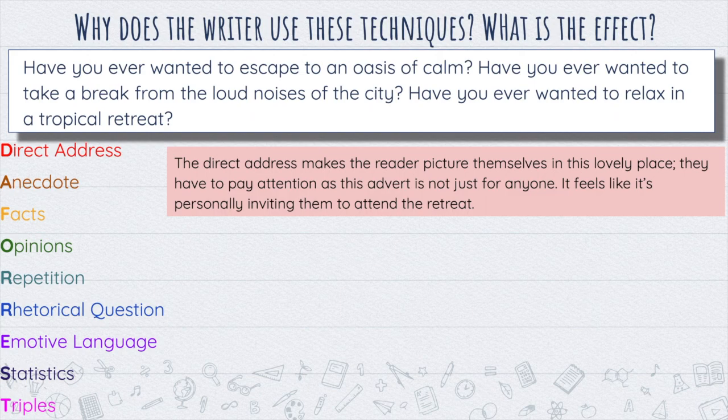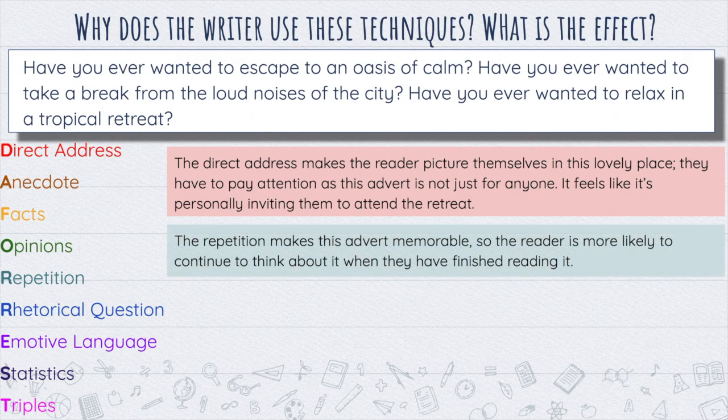So we've talked in there about the fact that direct address is very personal to the reader of the advert, but we've been a little bit specific here about the fact that it's in an advert for a holiday. So we've said it's personally inviting them to attend the retreat. And this is the key to analysing persuasive language, thinking about the effect that this example is having rather than just talking generally about direct address, for example. Okay, let's move on to the next one now, which is the repetition.